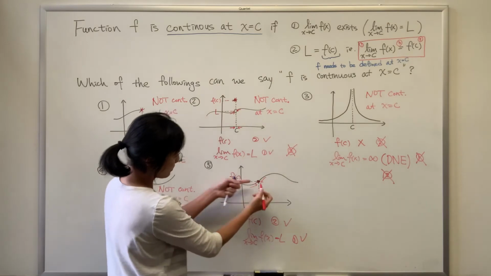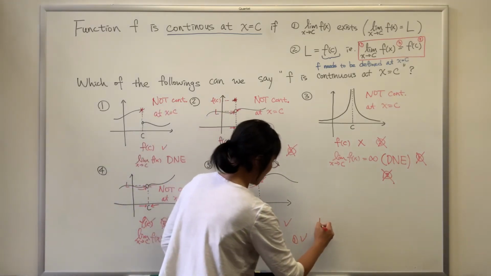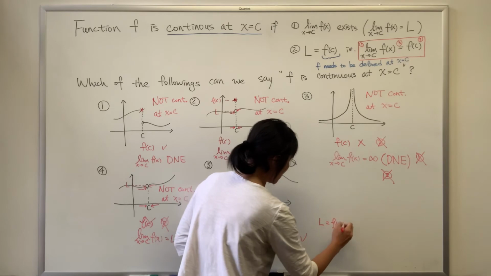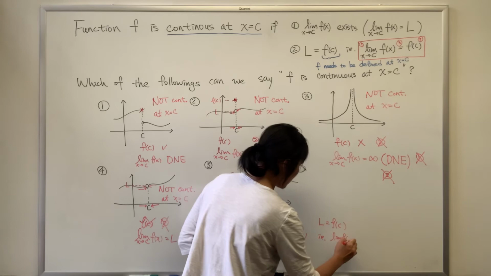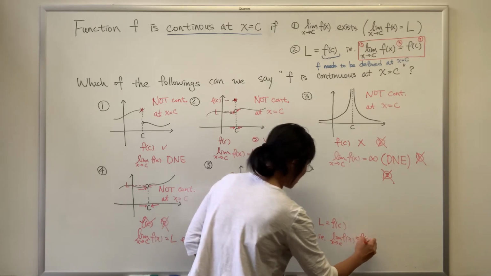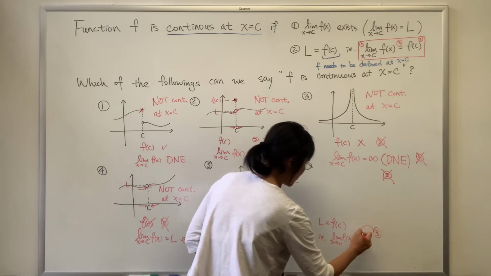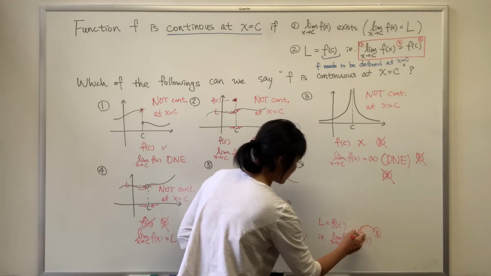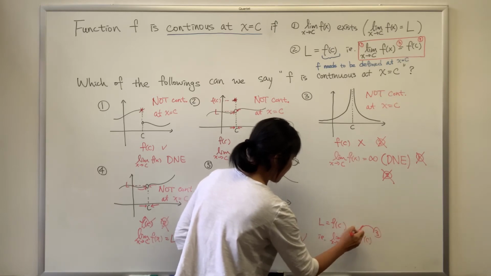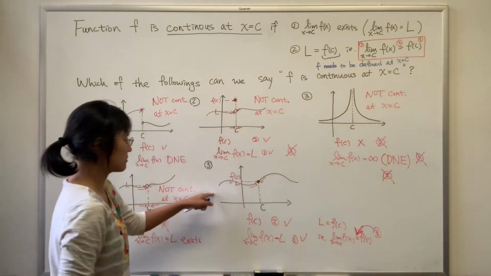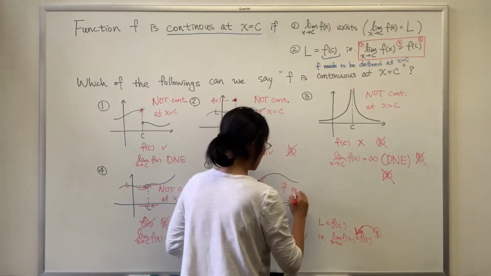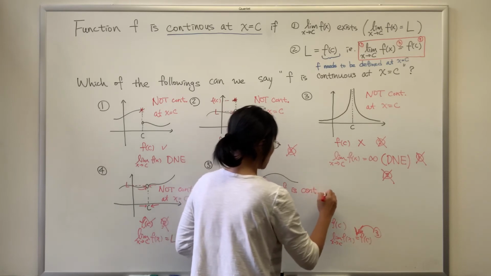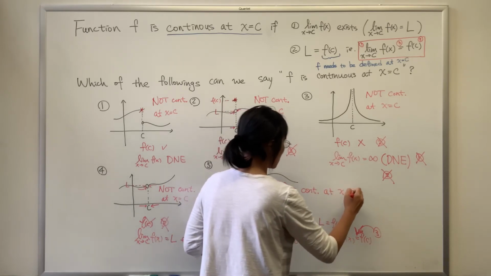And from the graph, I only have one point here. I have L equals f of c, or you can say the limit of f of x as x approaches c equals f of c. So this is now condition 3, which refers to the equality here. So finally, case 5, we do say f is continuous at x equals c.